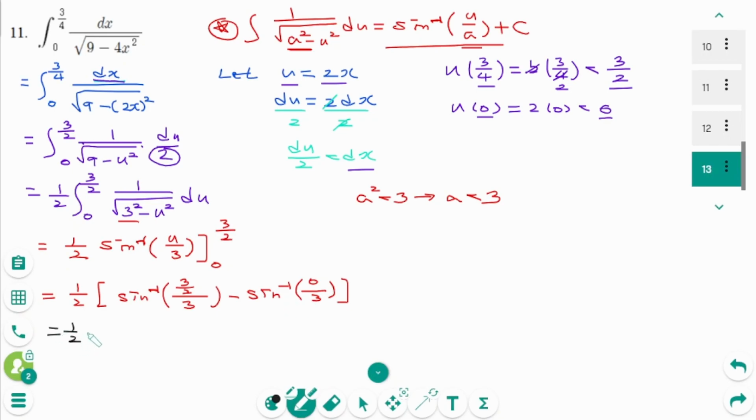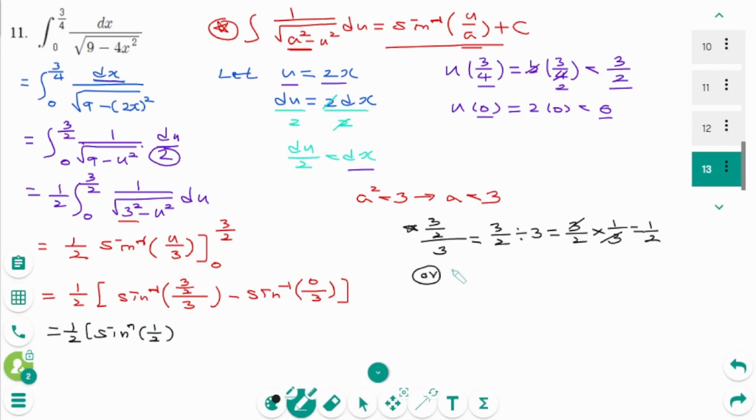Equals 1 over 2 arcsine of 3 over 2 over 3 equals 3 over 2 divided by 3. That means 3 over 2 times 1 over 3 cancels. The answer is 1 over 2. Or 3 over 2 over 3 is actually 3 over 1, then outside over inside is 1 over 2. Then back to the original, minus arcsine of 0 over 3 is 0.